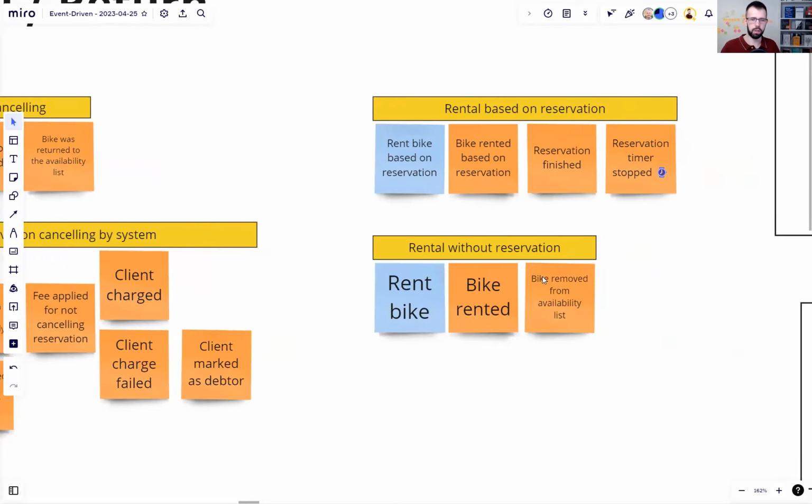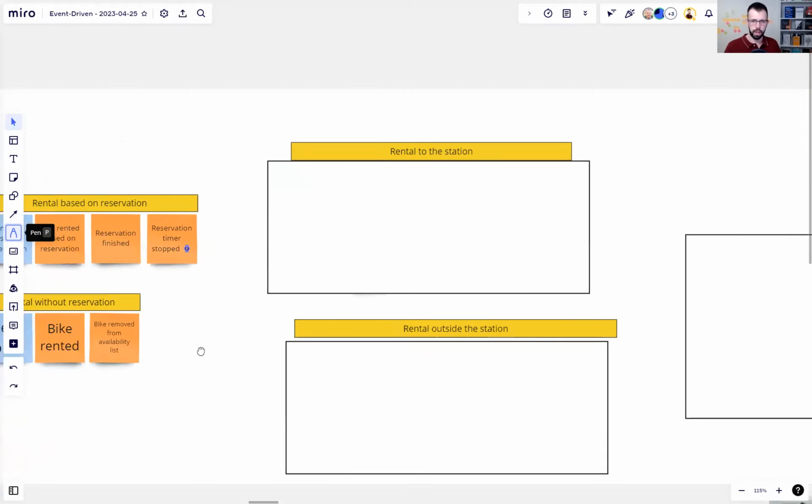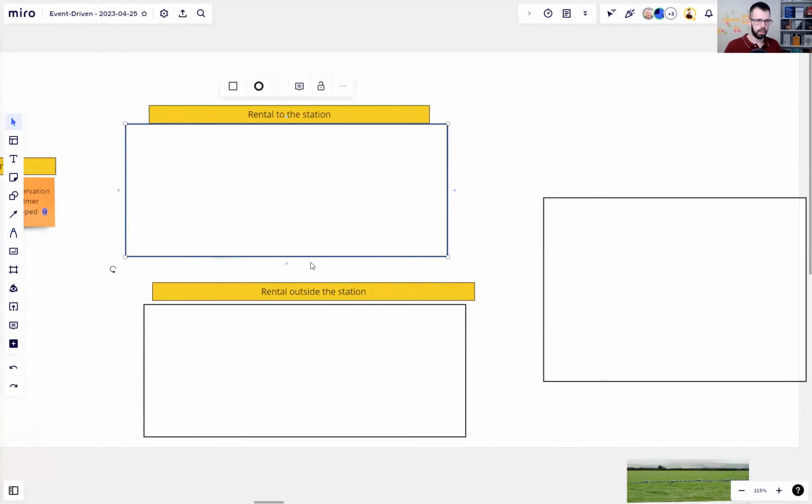But when we make a rental without the reservation, because we want to offer this kind of possibility to our users, we have the bike rented and the bike removed from the availability list. It's a very easy, very straightforward process. But then we have the return: returning to the station and returning outside of the stations.